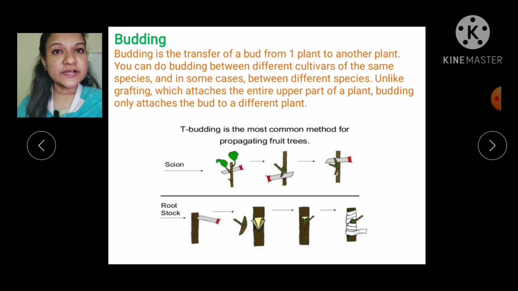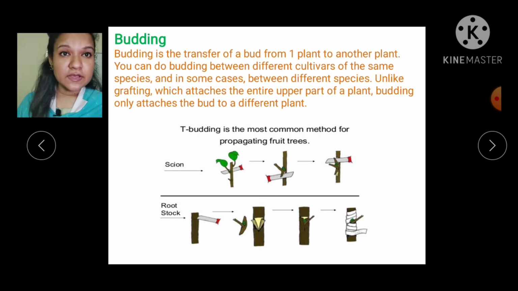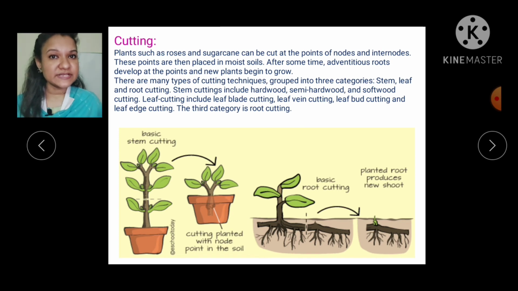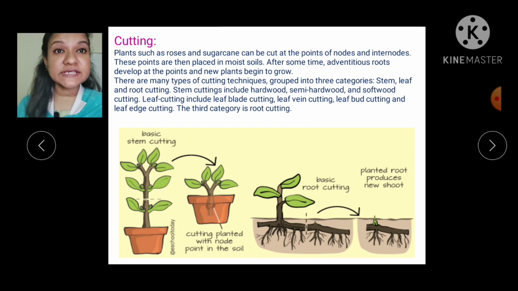Then this is another artificial vegetative reproduction, that is budding. Budding is the transfer of a bud from one plant to another plant. You can do budding between different cultivars of the same species and in some cases between different species. Unlike grafting, which attaches the entire upper part of a plant, budding only attaches the bud to a different plant. Here you can see this is T-budding, which is the most common method for propagating fruit trees. Now I will go to another artificial vegetative reproduction, which is cutting.